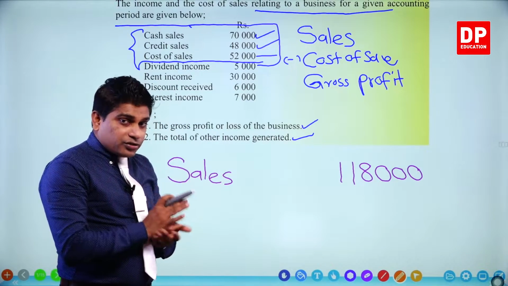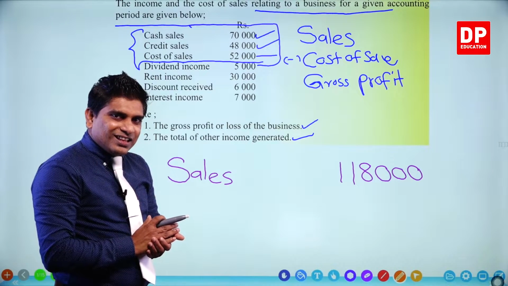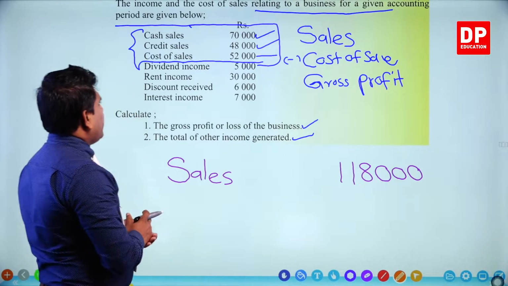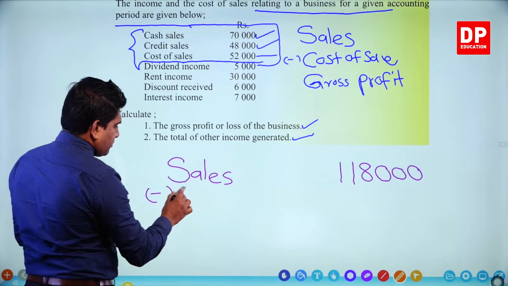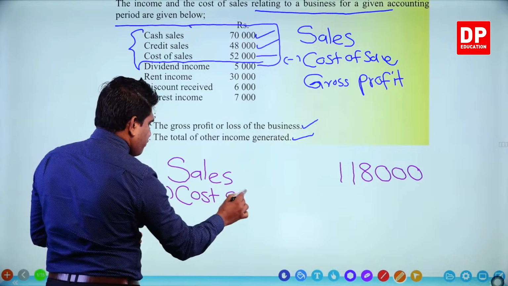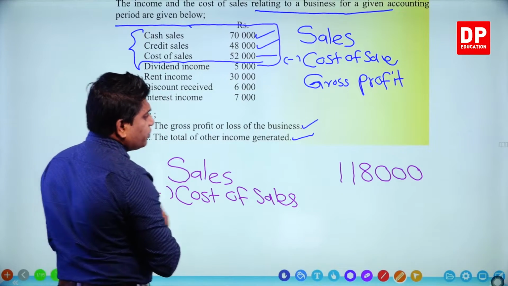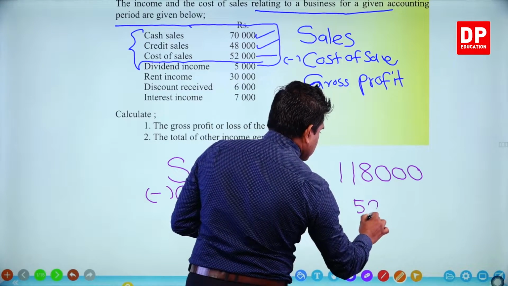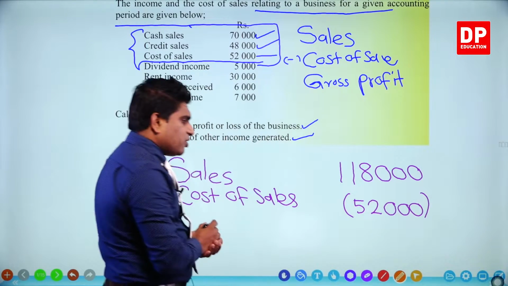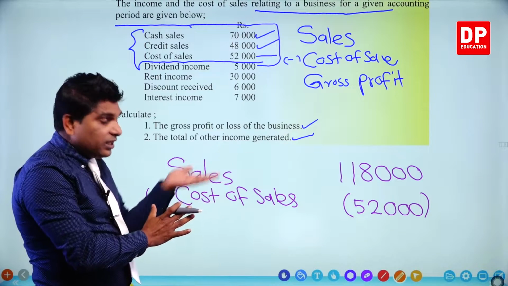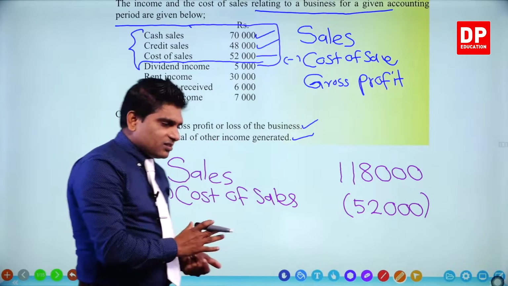From the sales income, you have to subtract the cost of sales. In the last chapter, we have done cost of sales. Then you can see the gross profit, right? Cost of sales are given 52,000. Then you put minus here. Cost of sales, how much? 52,000. All the expenses, total of the expenses we put in the brackets, because every time we subtract from the income, what you subtract, that value you put in the brackets.